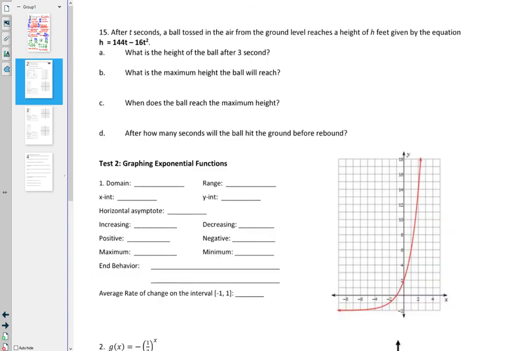Ooh, fun word problems. After t seconds, a ball tossed in the air from the ground level reaches a height, blah, blah, blah. Who cares? Because they give you the function, so you don't have to model it. What is the height of the ball after 3 seconds? That's right, it's 3 seconds. The point is, if the 3 is seconds, where am I going to put the 3 in for?